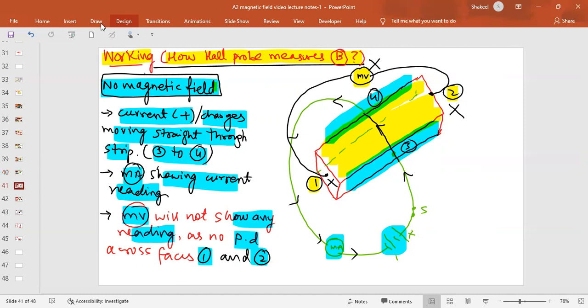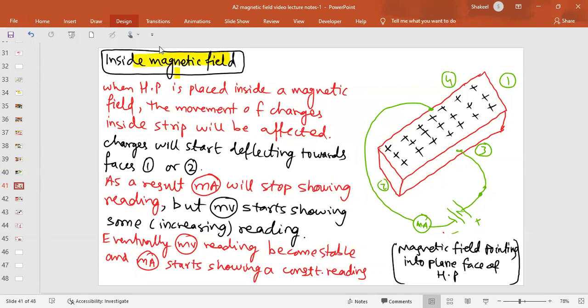Okay, now we have to move to the next situation, when you place the Hall probe inside the field.